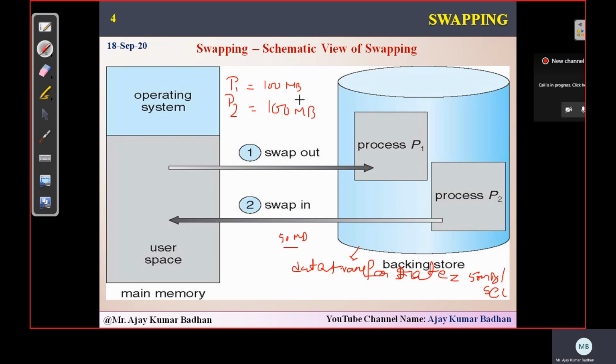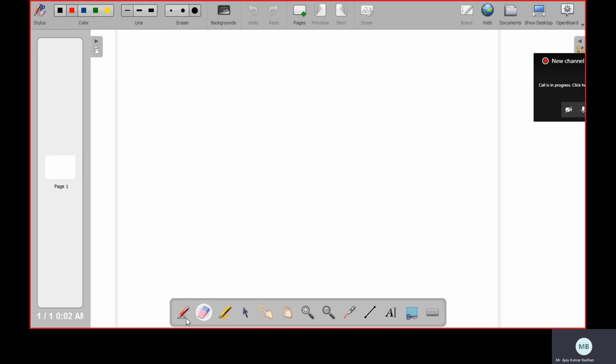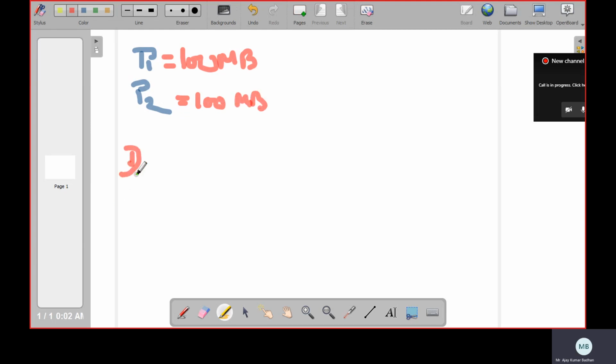Now, can we calculate how much time it takes for process P1 to swap out? Yes, it's possible. Let me explain. We have taken two processes, P1 and P2. The size of P1 is 100 MB, and in the same way P2 is also a 100 MB file. The data rate of the backing store, as we said, is around 50 MB per second.